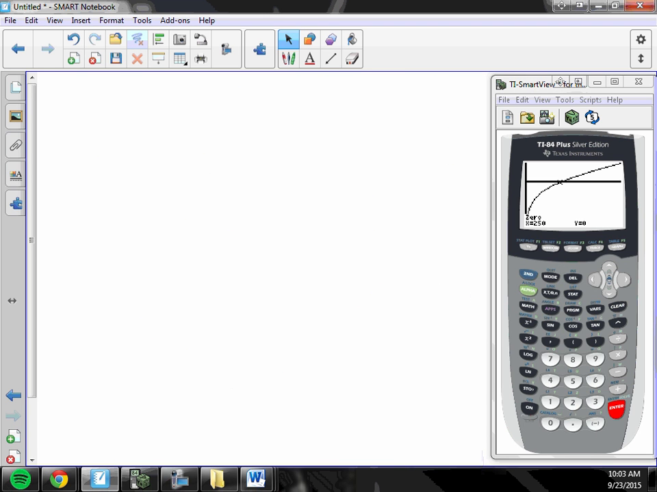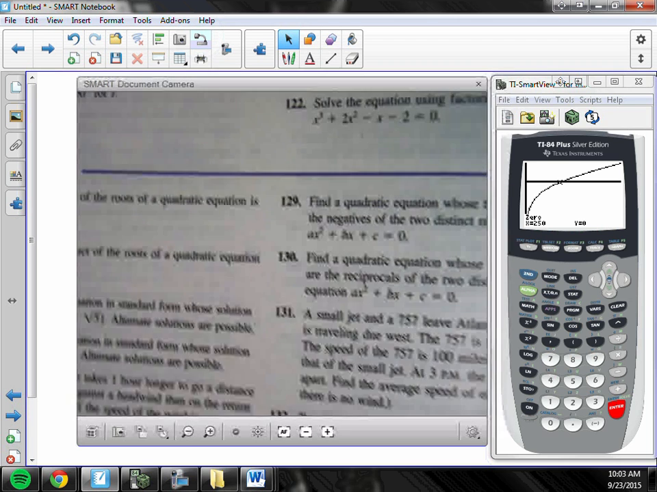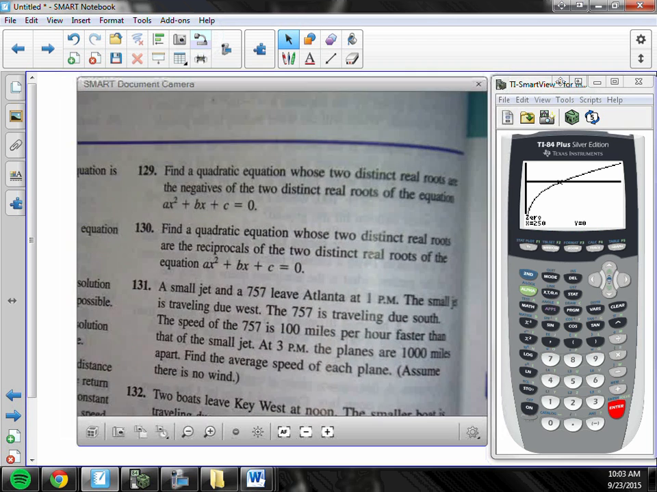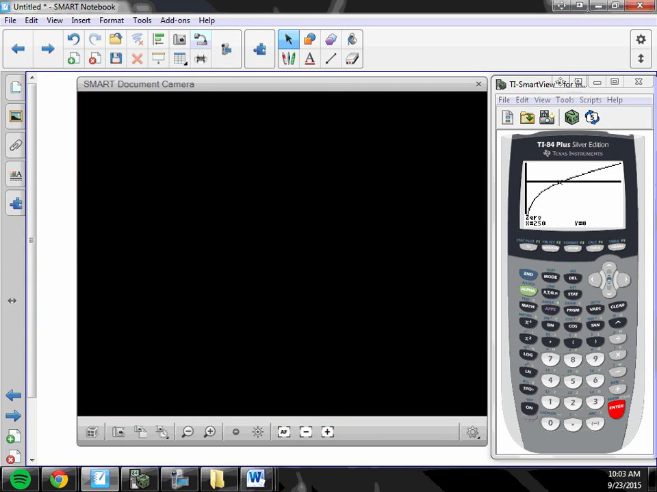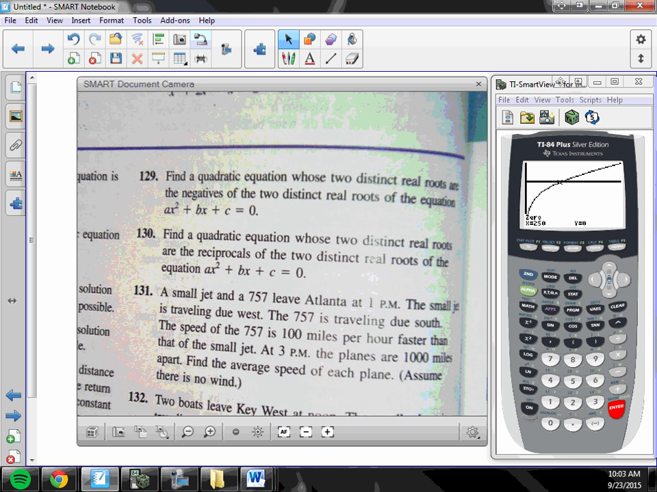Okay, 129. Find a quadratic equation whose two distinct real roots are the negatives of the two distinct real roots of the equation ax squared plus bx plus c. Okay, so let me read that again. You kind of got to pay close attention on this one. Find a quadratic equation whose two distinct real roots are the negatives of the two distinct real roots of the equation ax squared plus bx plus c.